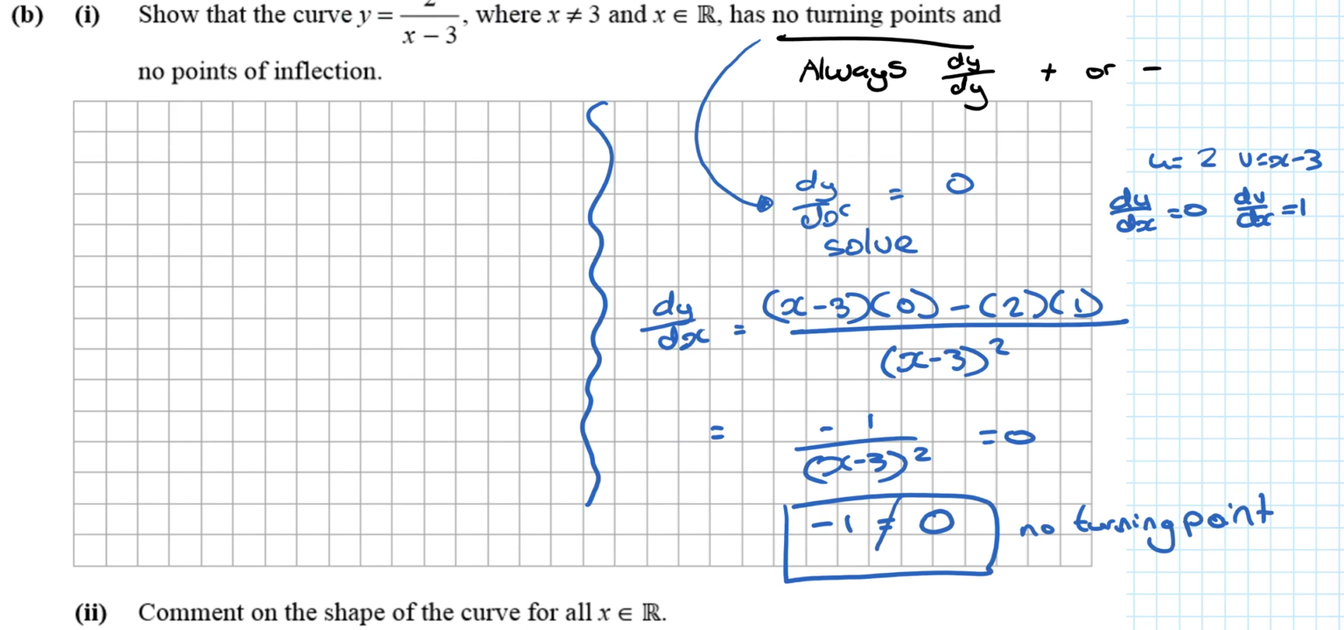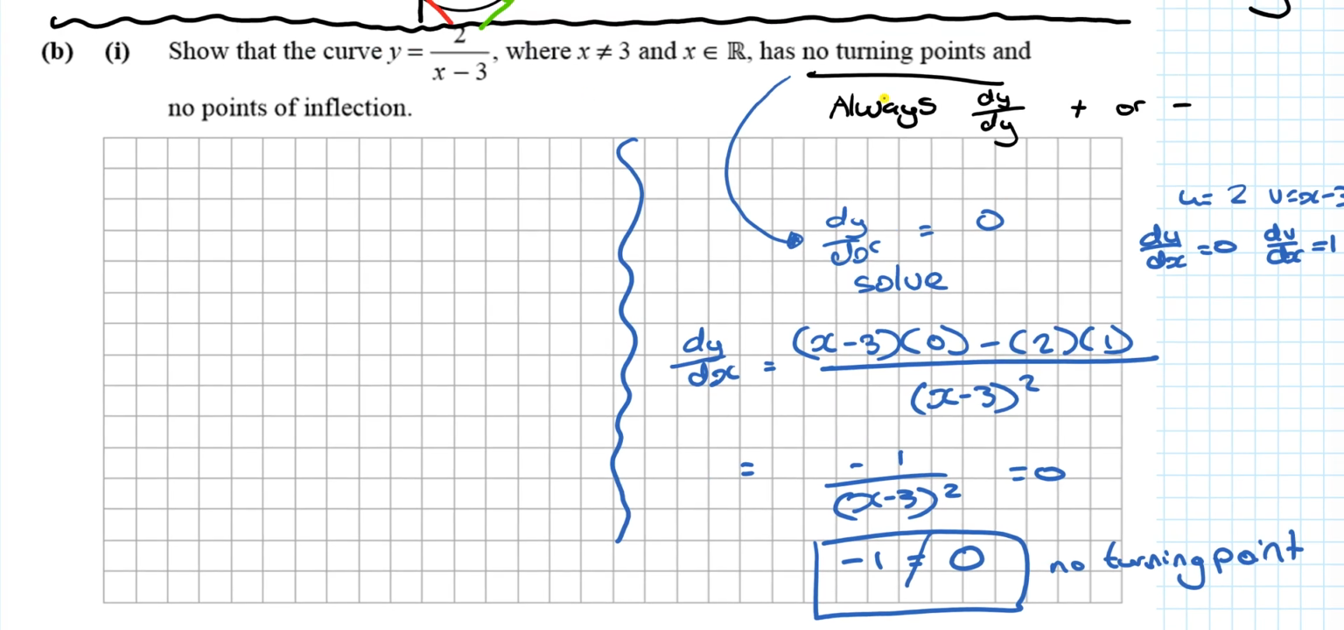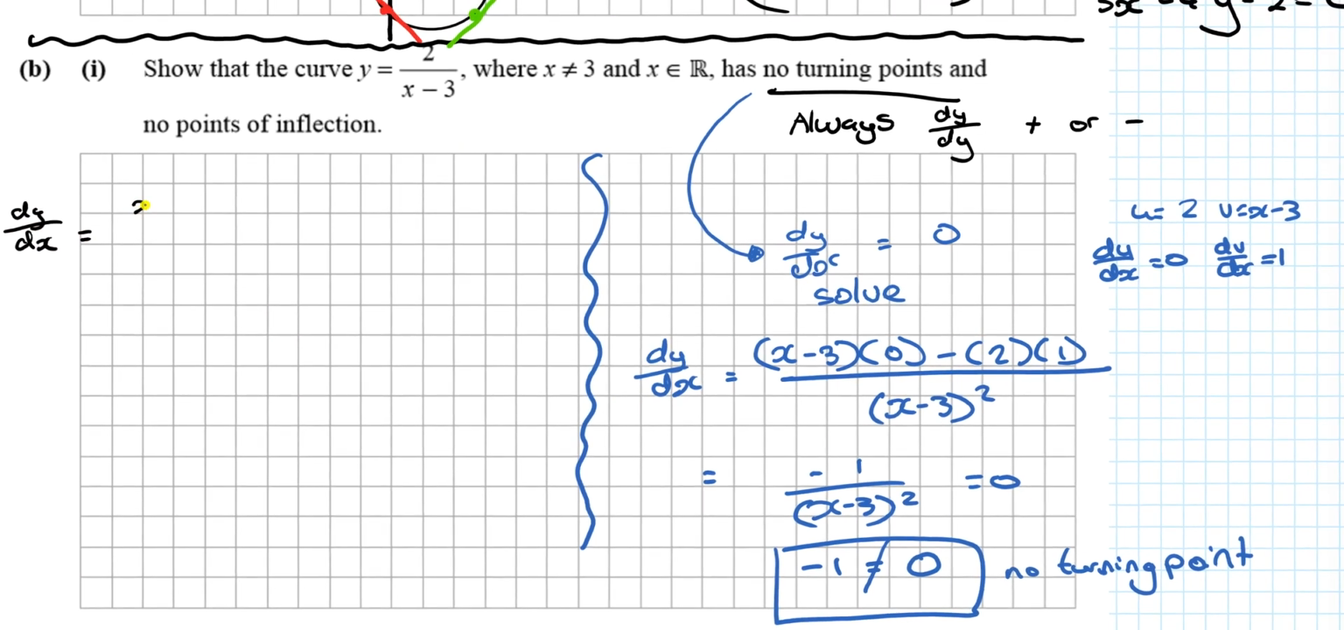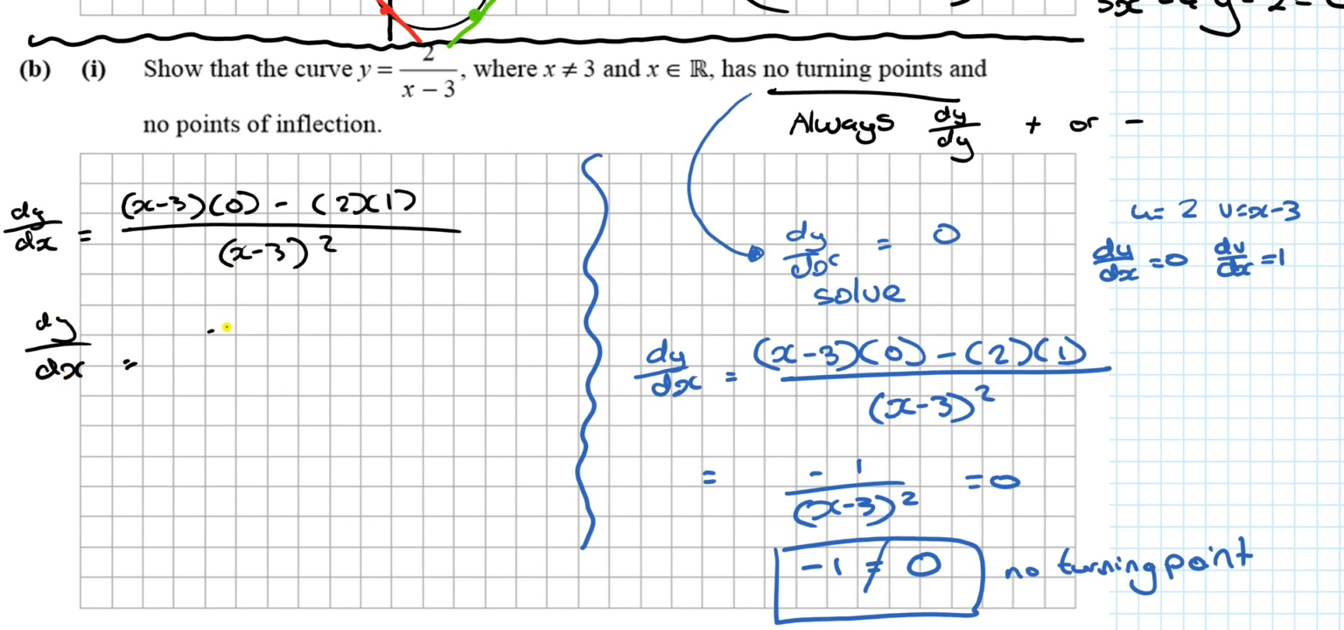Or we can look at it and go, okay, well, let's show that it's always increasing or decreasing. So again, we're going to find dy/dx. dy/dx is equal to, so the v is still x minus 3. The du/dx is 0 minus u, which is 2 by 1, all over x minus 3 squared. dy/dx is equal to minus 2 all over x minus 3 squared.